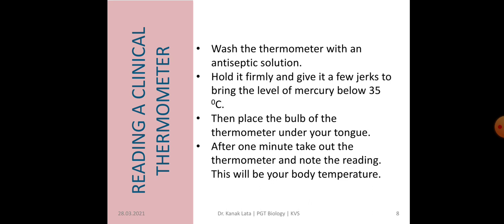Then hold it firmly and give a few jerks. Why are these few jerks given? So that the mercury level falls below 35 degrees Celsius. Then what will you do? Place the bulb of the thermometer under your tongue. After 1 minute, you take out the thermometer and note down the reading. The point up to where the mercury rises gives your body temperature.